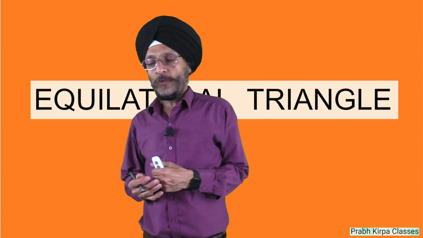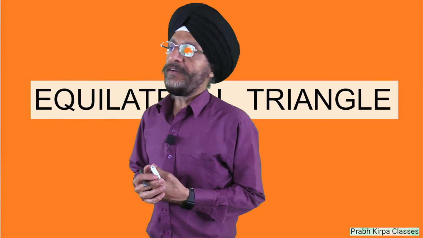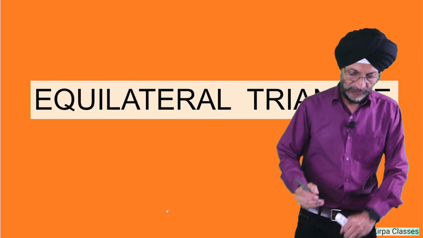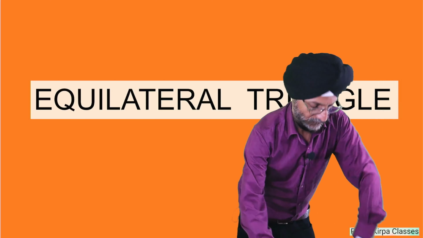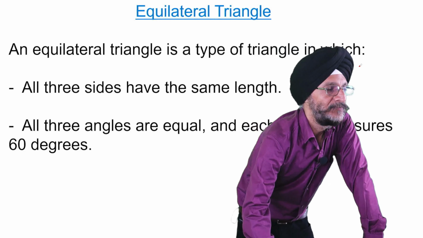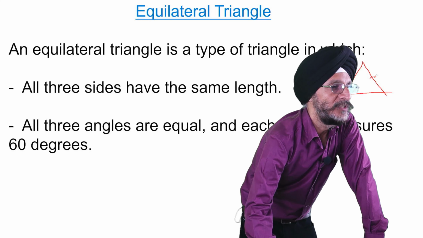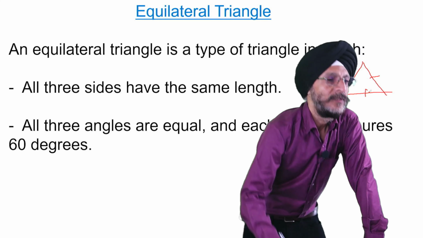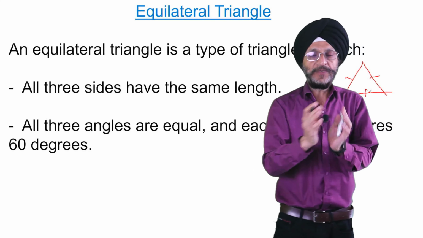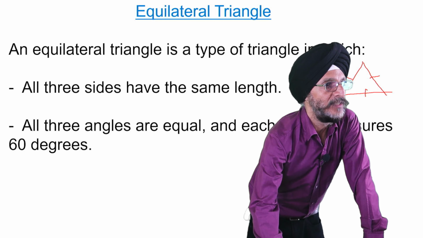Now the topic before us is the equilateral triangle. An equilateral triangle is a triangle in which all the three sides are equal. Now these are the three sides and all the three sides are of equal length. Say the length of each side is 8 centimeter.